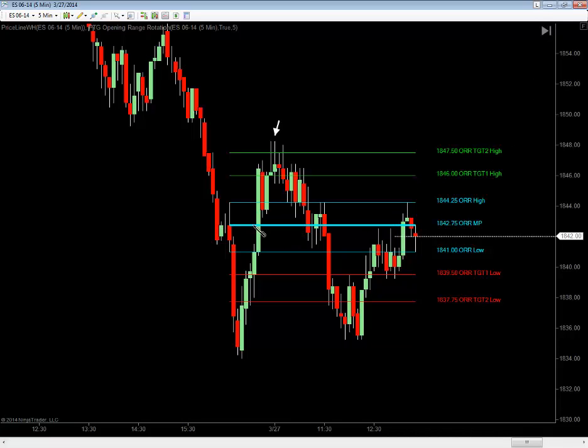So this is an opening range rotation strategy indicator that we use, and it is a core part of our trading methodology here at Polaris Trading Group. If you're not already familiar with an opening range strategy, you should become familiar with it, and with the tools that we use, and particularly how to use these tools.